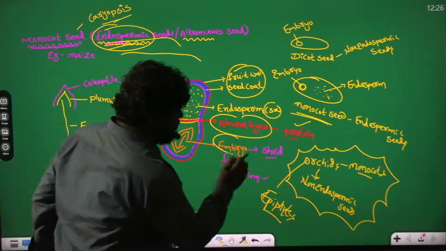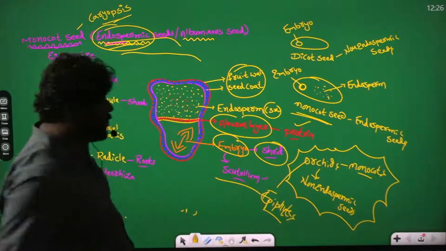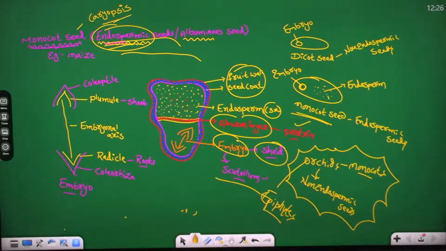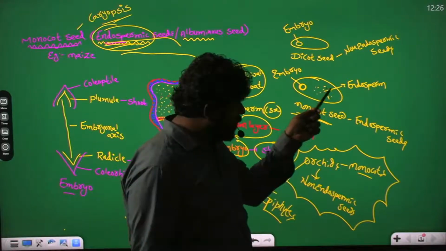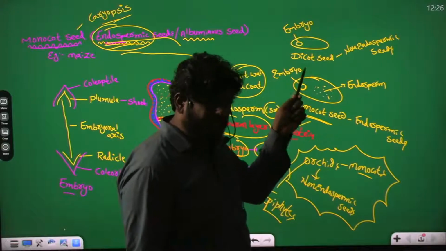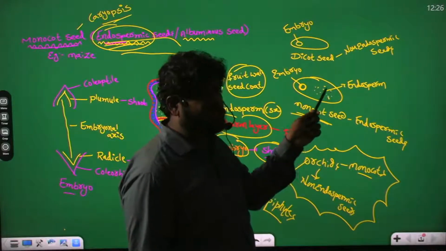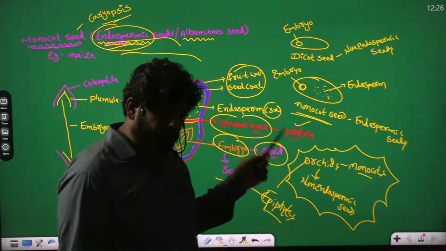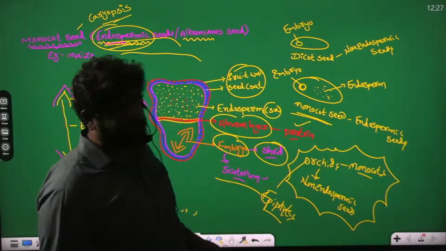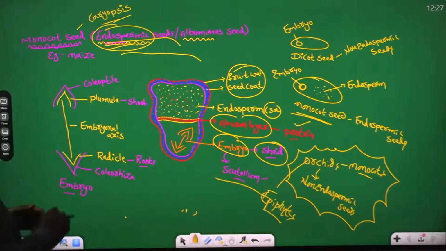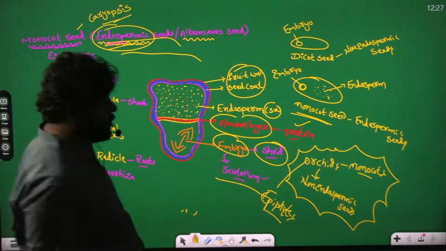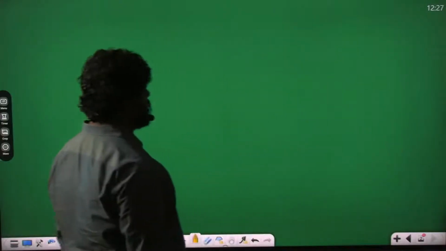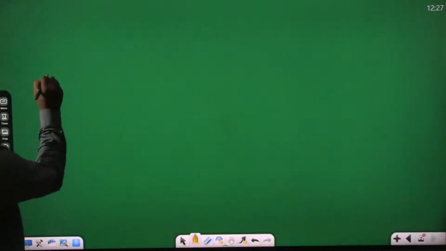And this embryo is shaped just like a shield. That's why this embryo of the monocot seed is also called the scutellum. Why is the endosperm remaining? Why is the endosperm present? The embryo incompletely consumes the endosperm. That's why a small amount of endosperm is remaining. That's why these seeds are called endospermic. And the best example of a monocot seed is maize. Clear? And listen, three small topics are very important.